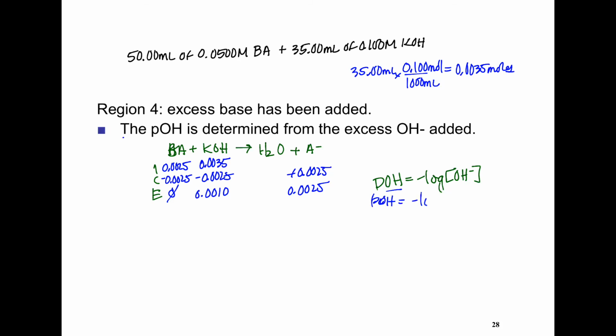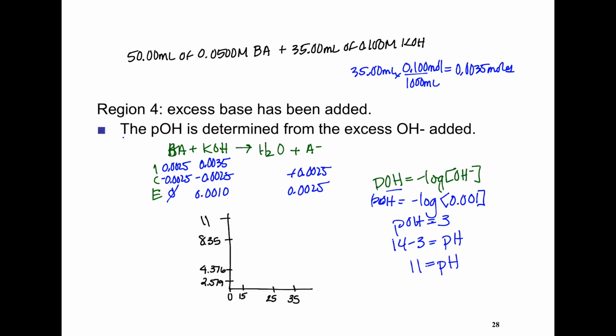So the pOH is going to be the negative log of 0.001. That's a pOH of 3. The pOH and the pH add up to be 14, so 14 minus 3 is the pH, 11 is the pH. All right, now overall, I just kind of wanted to make our own titration curve.